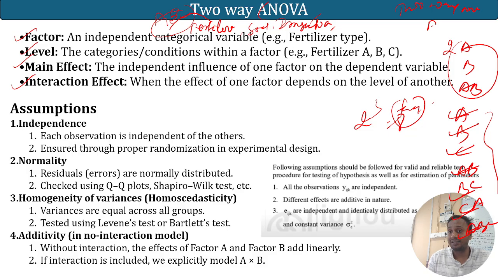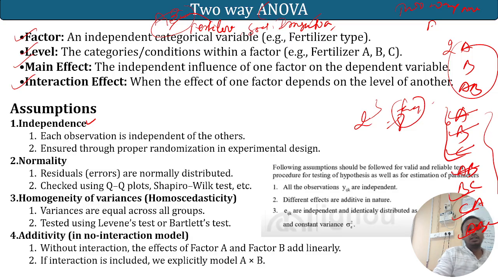So till now we were discussing the individual effects only, A, B, C, either in terms of rows or in terms of columns. Now what are the assumptions that we'll see in detail? The first one is independence, which we have been discussing from the start of our statistics portion.